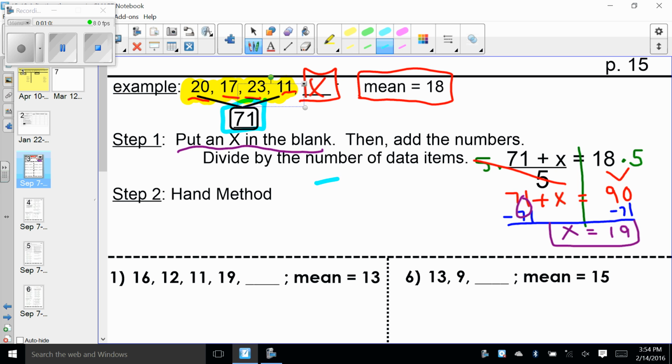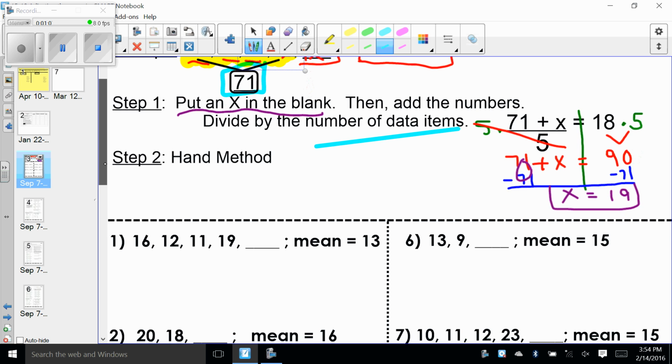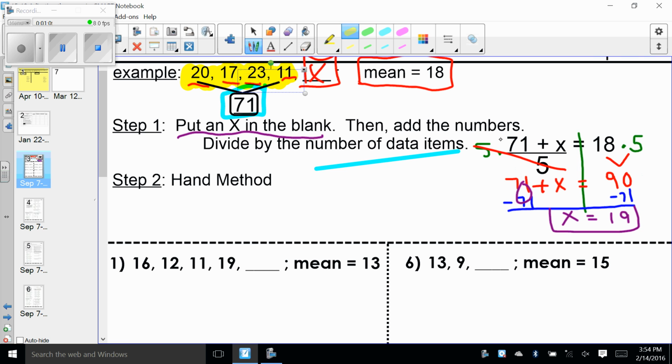So then we come over and this is what it's going to end up looking like. We know that the numbers we have, when we add them together, are 71. We're going to add this plus X. Then the hand method kicks in. Our job is to get rid of the denominator of divide by 5. To get rid of divide by 5, we multiply nice and high by 5, copy, paste, hand method. So those 5's cancel, and we're left with 71 plus X equals 90.